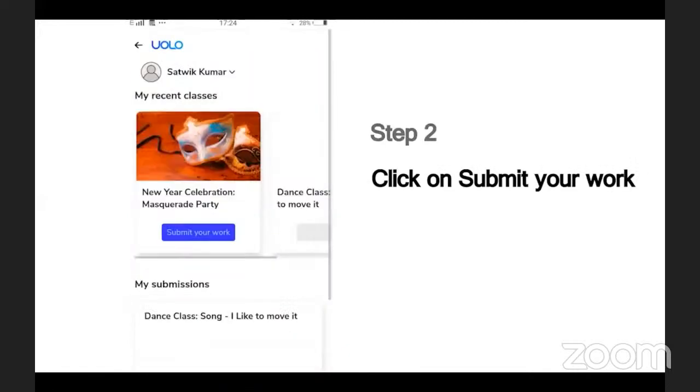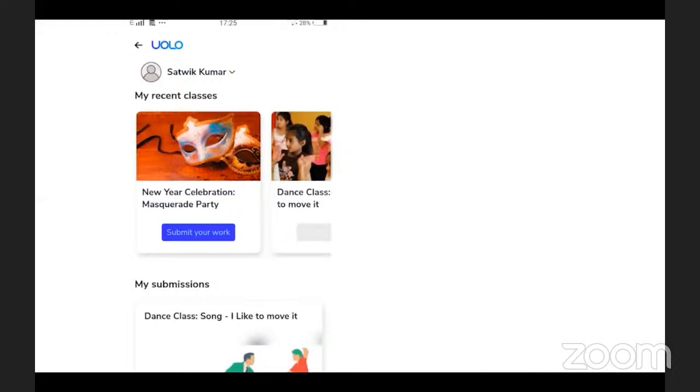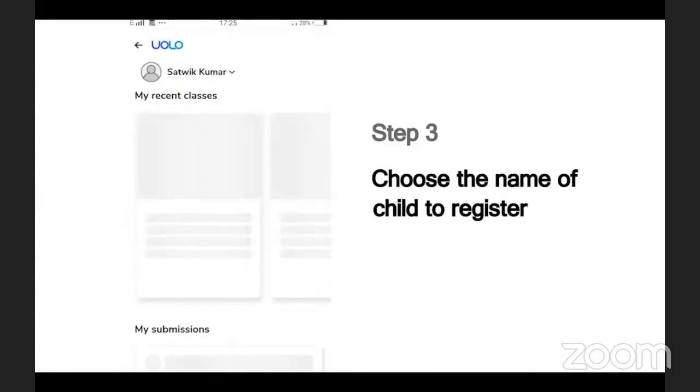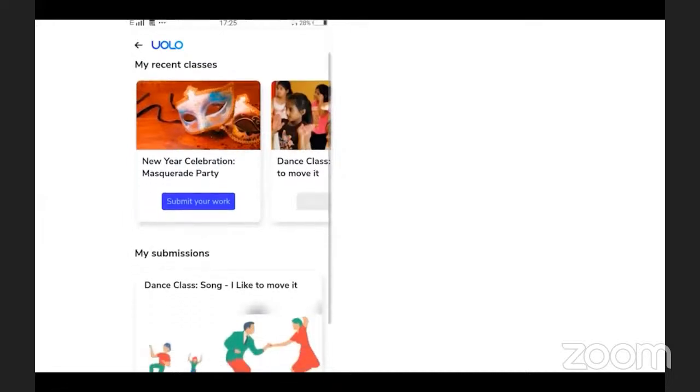And then you will see a list of the classes that you've last attended, which could, for example, show the dance or craft or science experiment classes you've attended recently. Next, it will show you the list of children whose names are registered in this mobile number. Choose your name from this list to submit your work. For instance, if you are Satvik Kumar, choose that name. And then choose the class for which you would like to make your submission.